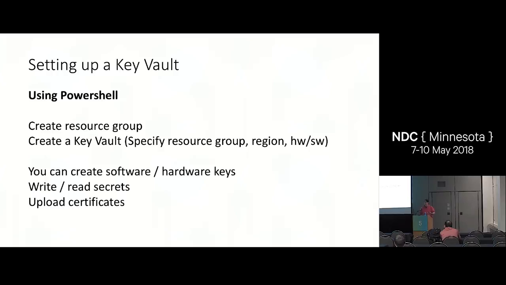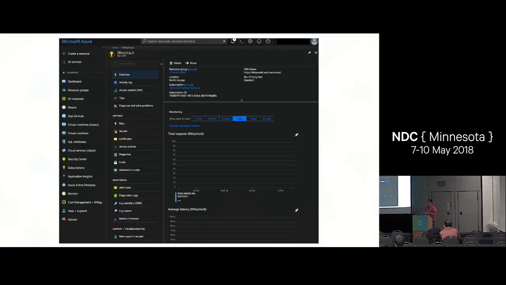But generally what you're going to do is set it up using PowerShell. You create a resource group, or you might use an existing resource group. You create the Key Vault specifying the resource group, the region, and whether you want the hardware or software variant. Once you've done that, you've got the ability to create keys, read and write secrets, and upload certificates. And once that's done, you can just access it as a standard blade in the user interface.